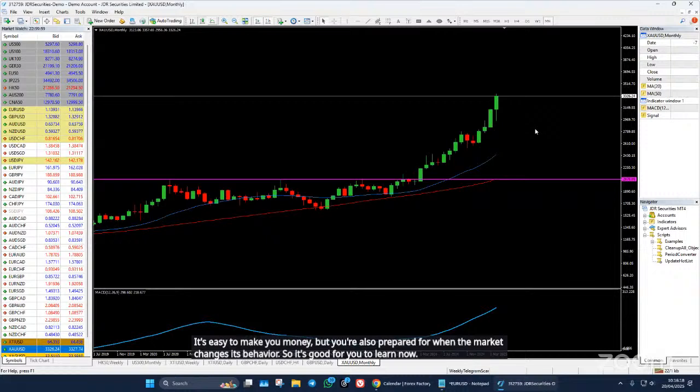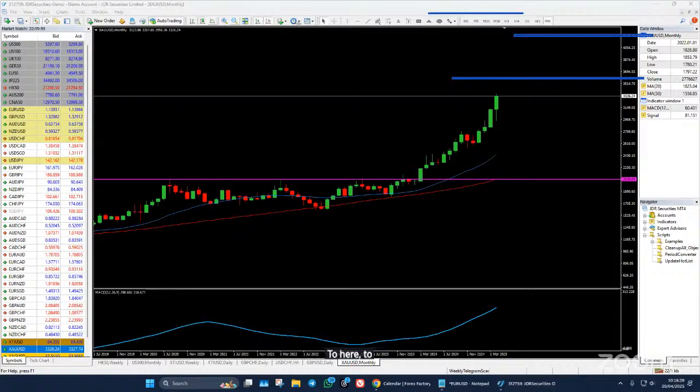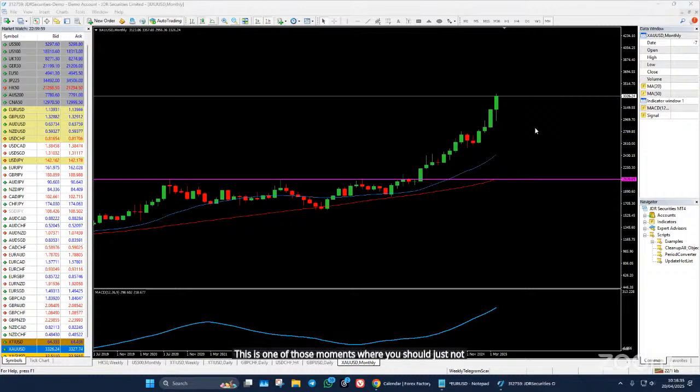So here's what I'm going to do with regards to gold. I'm not going to presume to think where it's going to turn around. I'm not going to presume to think that it could go up to here, to here, to here. I'm not going to presume to think that it can't go further. This is one of those moments where you should just not anticipate, but just watch.